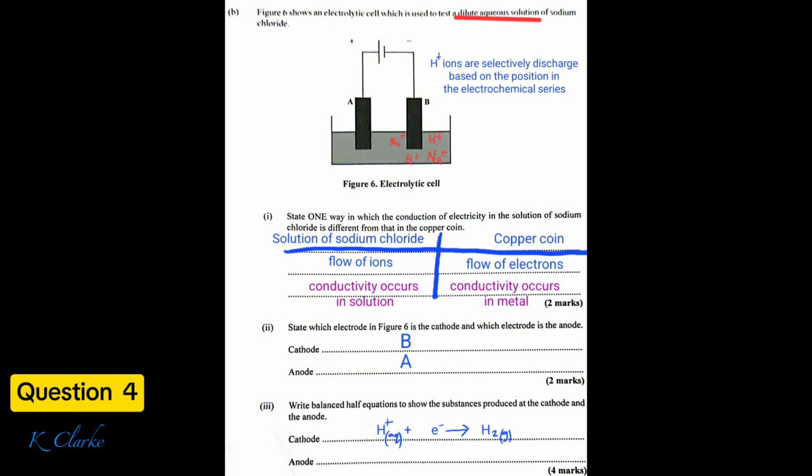However, this half equation isn't balanced since there are two hydrogens on the product side and one hydrogen cation on the reactant side. In order to balance this equation, we are going to write a 2 in front of the hydrogen cation and a 2 in front of the electron.